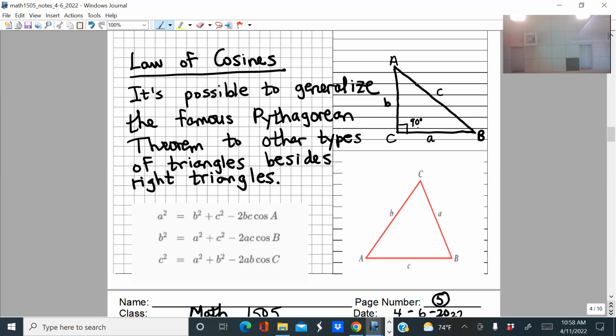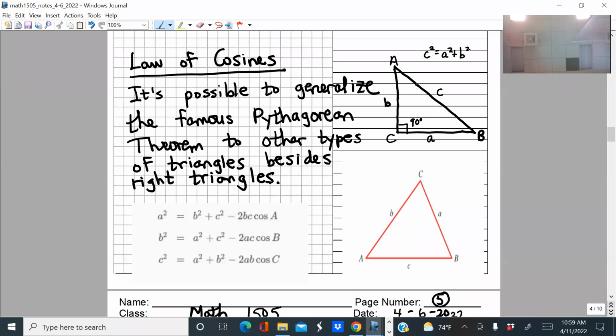And to do this, we're going to use a generalization of the Pythagorean theorem. So we know our good old Pythagorean theorem, right? It tells us that in a right triangle, we have this relationship between the lengths of the sides, correct?